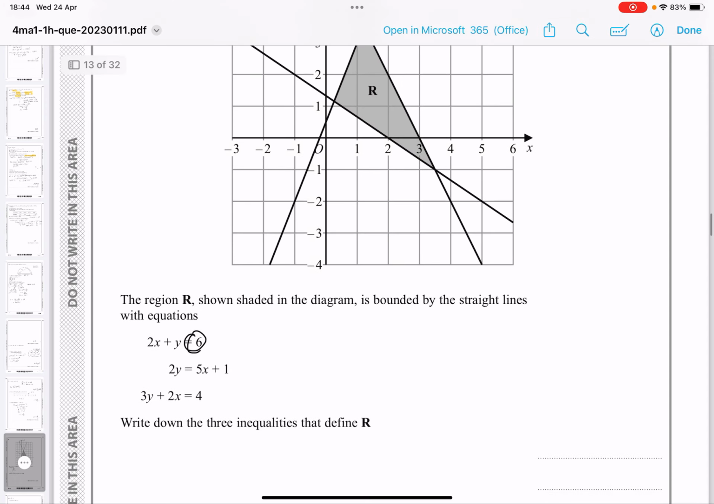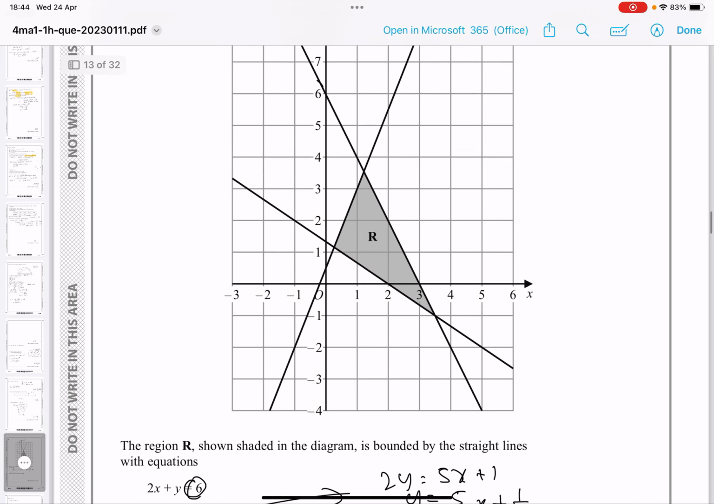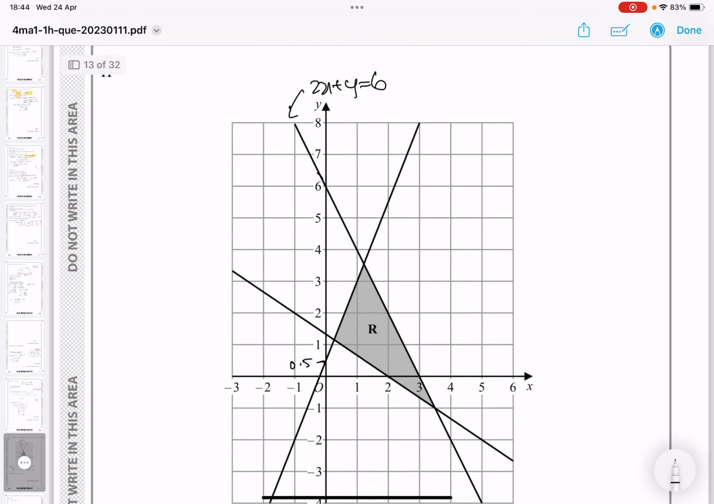Let's see the next one. 2y equals 5x plus 1. So that y-intercept isn't that clear. Let's just rearrange this equation quickly so we can find the y-intercept. y equals 5 over 2 x plus half. So the y-intercept for this line is half. So let's see which line that would be. This one here. That has a y-intercept of 0.5, okay? So that's going to be 2y equals 5x plus 1.